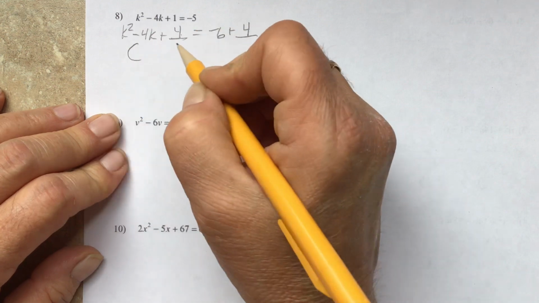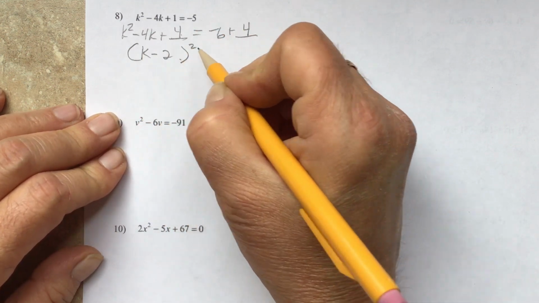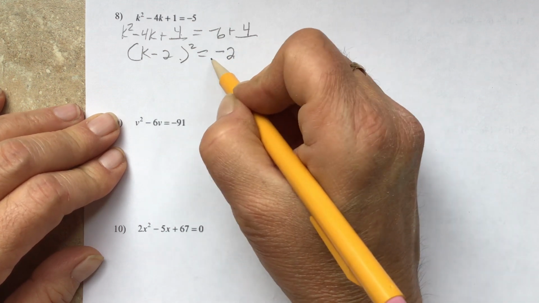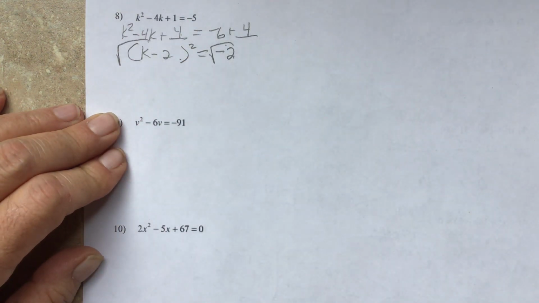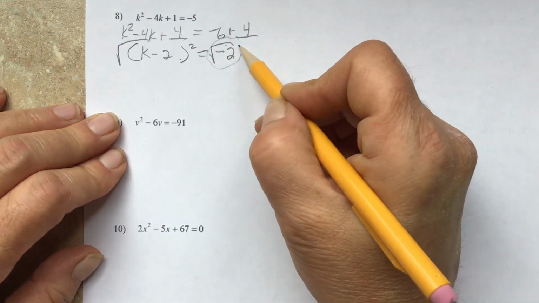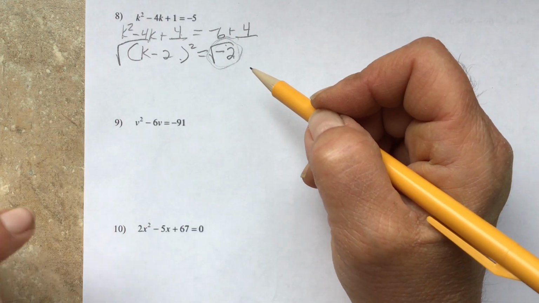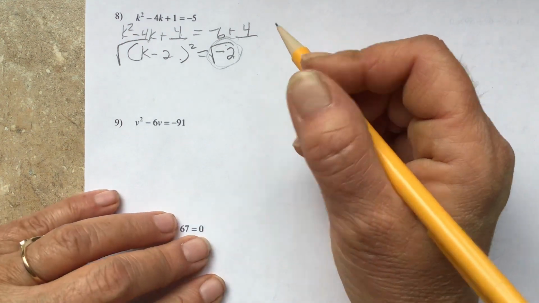Okay, expressed as a binomial squared. So (k − 2)² = −2. Square root, square root. Okay, now, there is no such thing as a negative inside of the radical. What we're going to do is use what's called imaginary numbers, and it's really very easy, the concept.